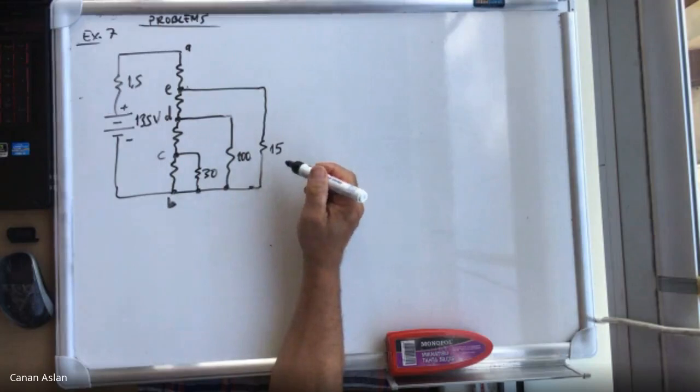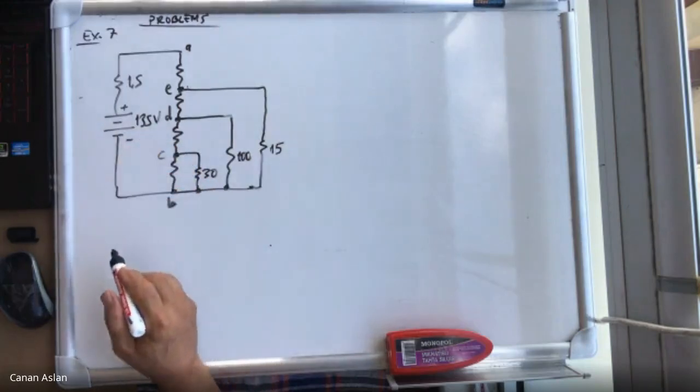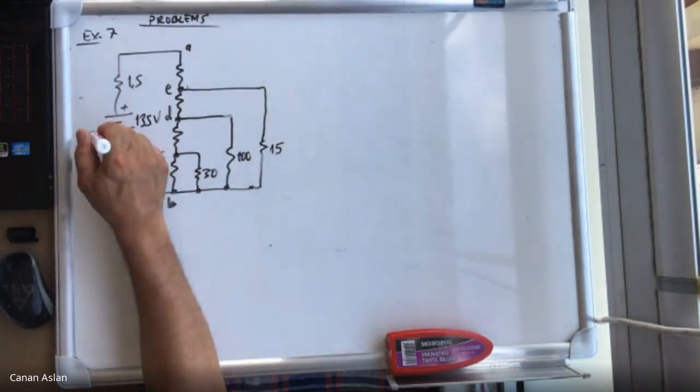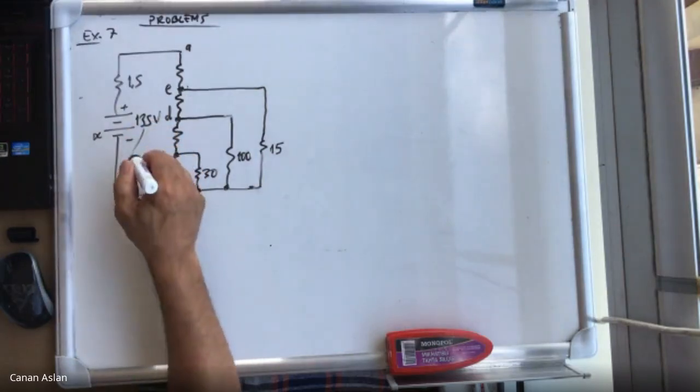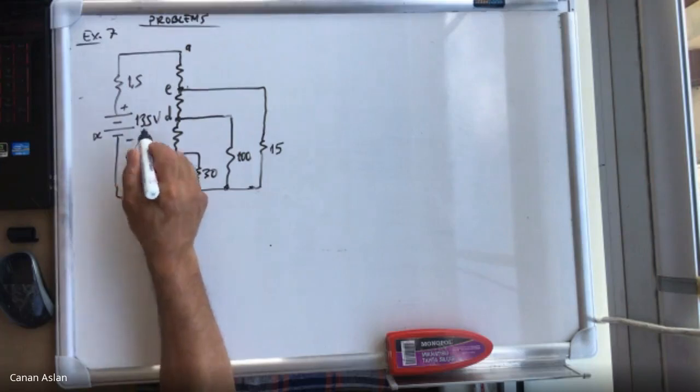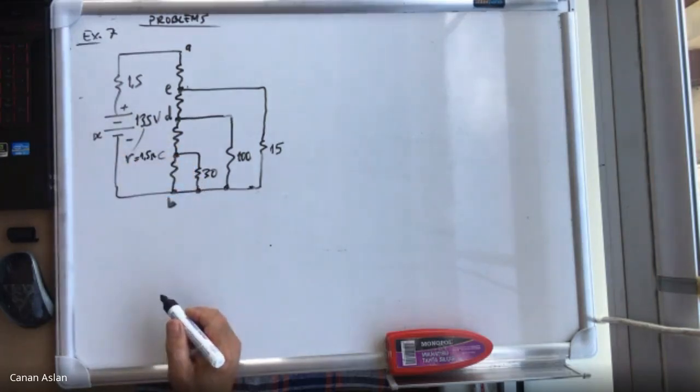Now let's see what we are given. A 135 volts DC source. This is DC, not AC. Obviously, we're not solving an AC problem. Internal resistance 1.5 ohms. So internal resistance of this power supply is 1.5 ohms. Very small internal resistance. This is connected to the circuit shown in this figure.